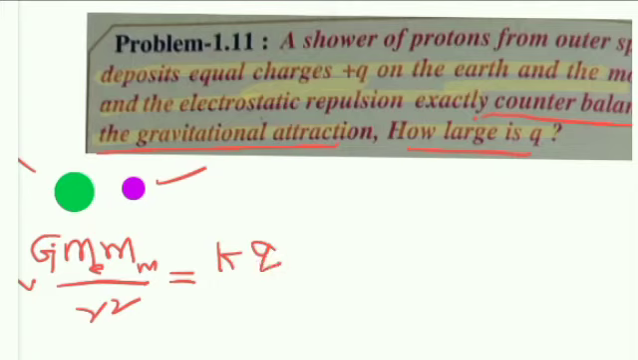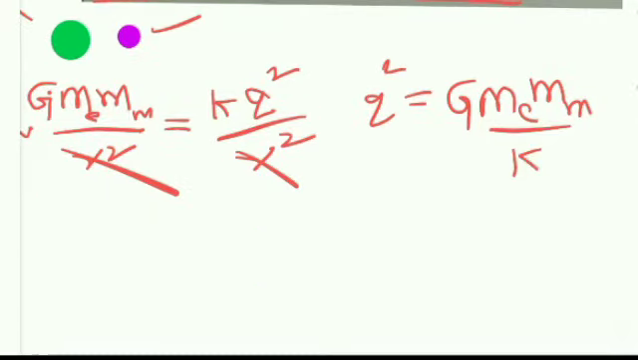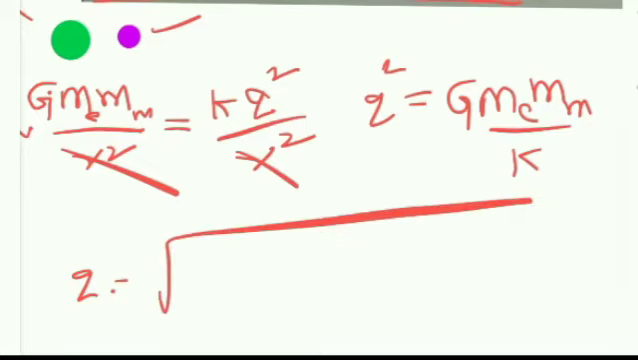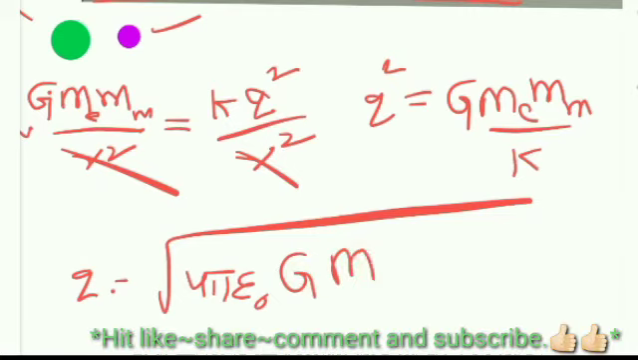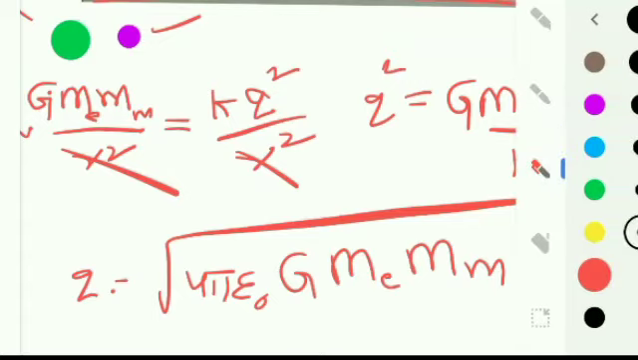Q square by r square. Here both cancel, then Q square is equal to capital G M earth M moon by K. Q is equal to under root, K value is 4 pi epsilon naught, G M earth mass of moon. This is the answer.